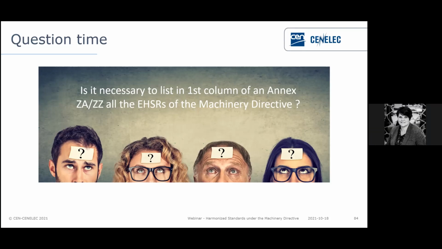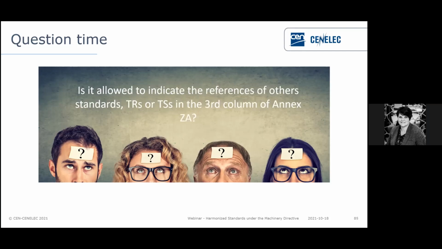Let me launch the next poll. I think it's also on the next slide. So the question is, is it allowed to indicate the references of other standards like TR, so technical reports or technical specifications in the third column of an Annex ZA? So please, the vote is open. And your question is, yes, it is allowed, or no, because the European Commission will not cite such standards anyway?